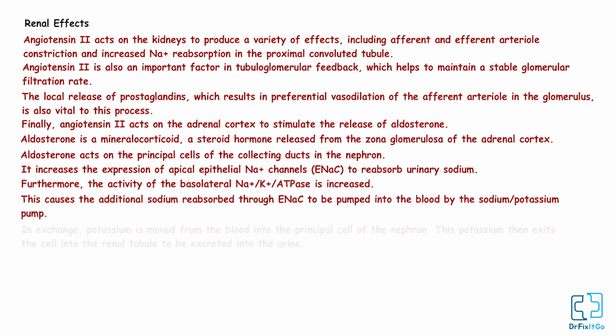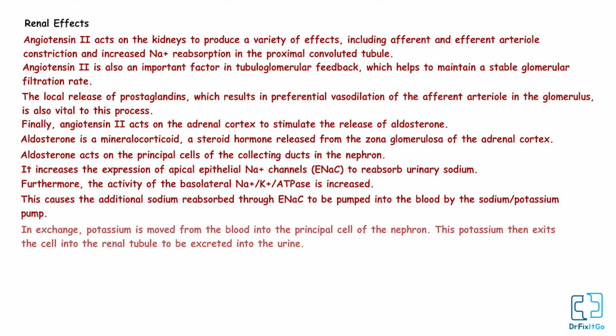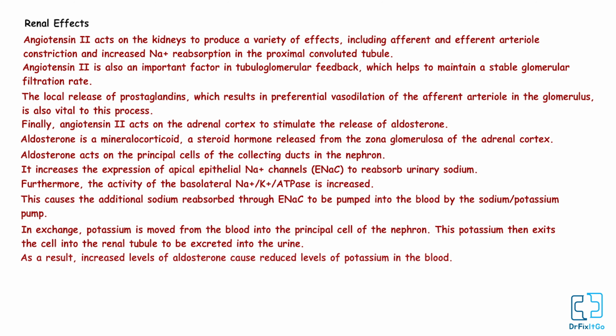In exchange, potassium is moved from the blood into the principal cell of the nephron. This potassium then exits the cell into the renal tubule to be excreted into the urine. As a result, increased level of aldosterone causes reduced level of potassium in the blood.